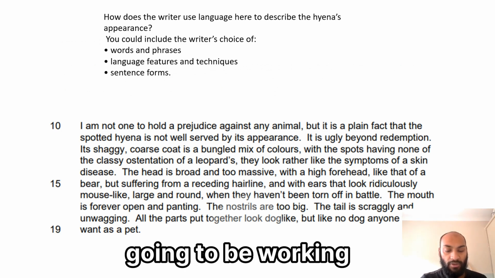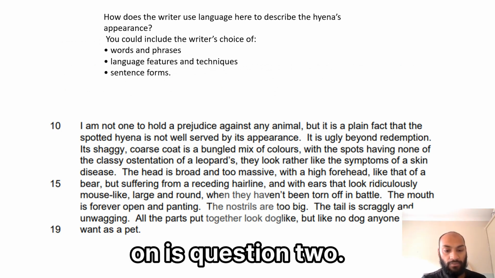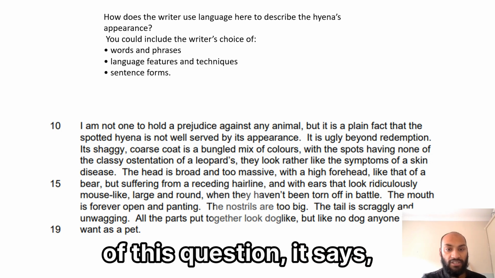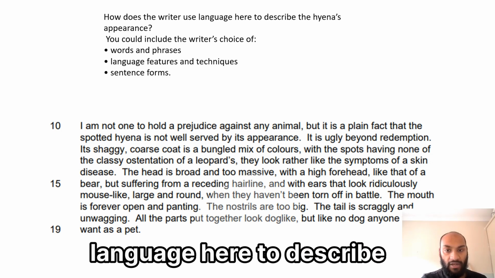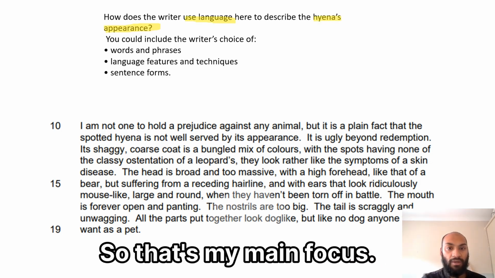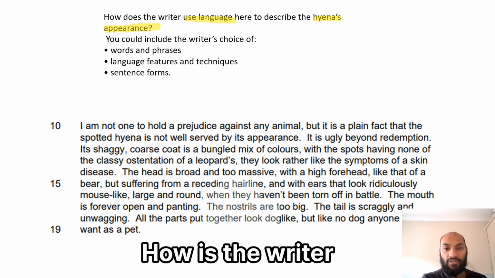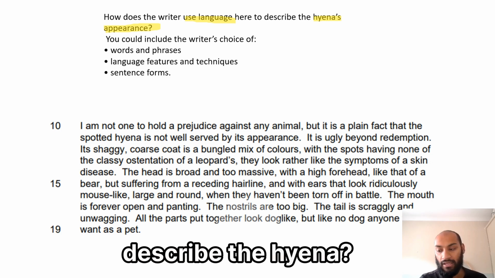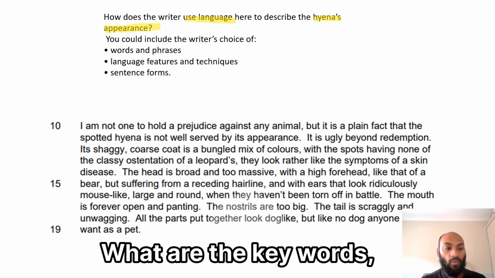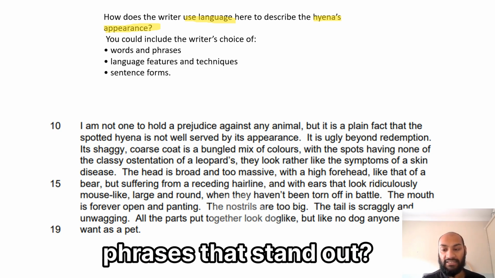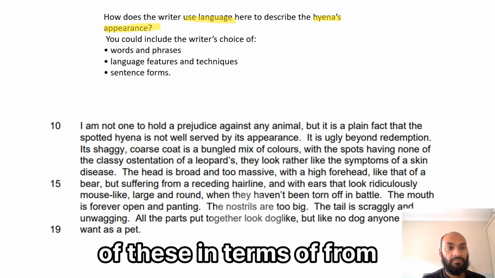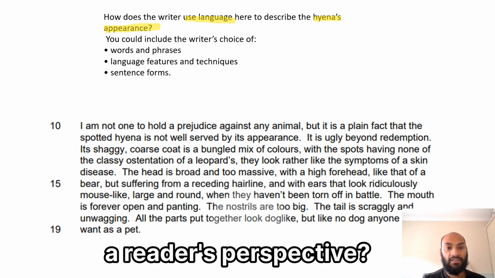And the question we're going to be working on is Paper 1, question 2. The key focus of this question says, how does the writer use language here to describe the hyena's appearance? So that's my main focus. How is the writer using language to describe the hyena? Straight away I'm thinking, how is the hyena being presented? What are the key words and phrases that stand out? And what is the effect of these from a reader's perspective?